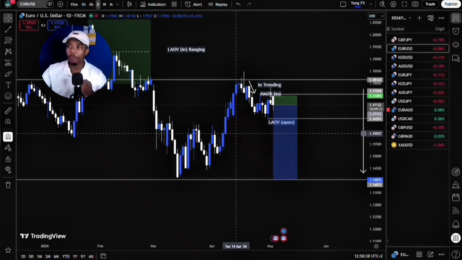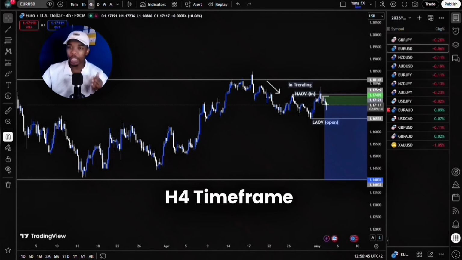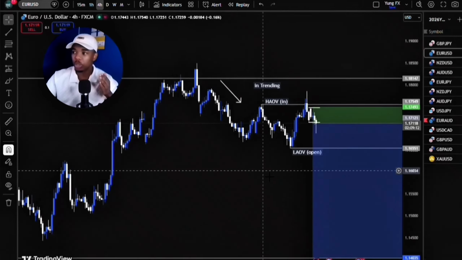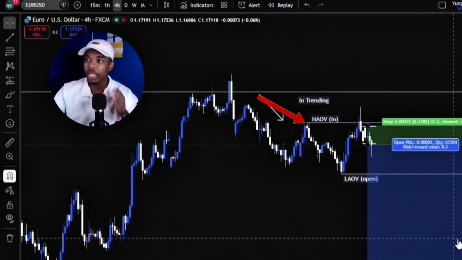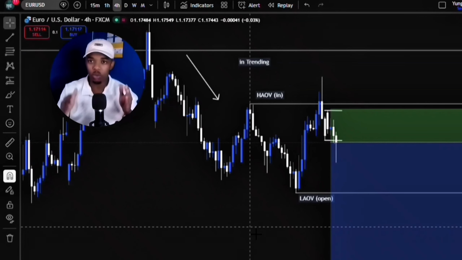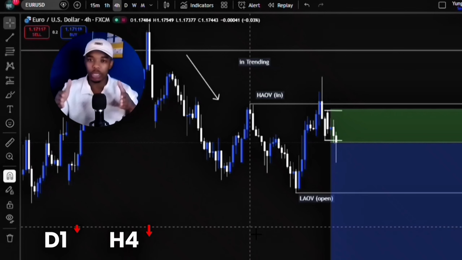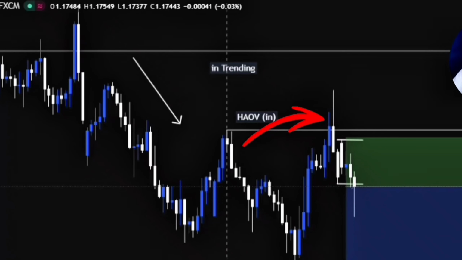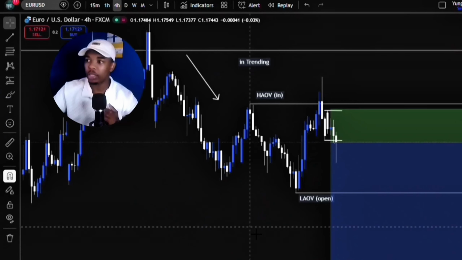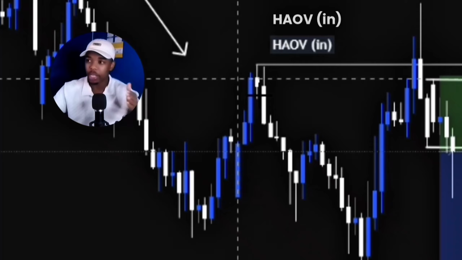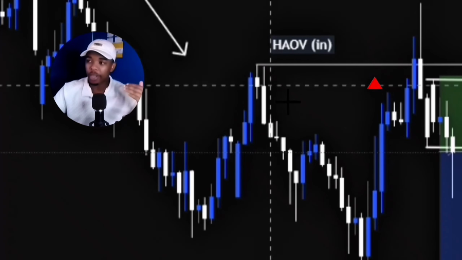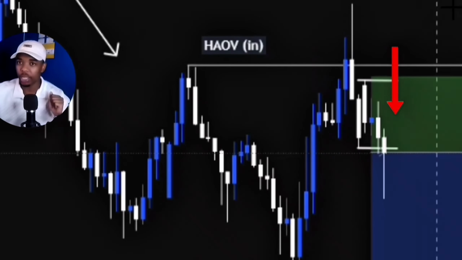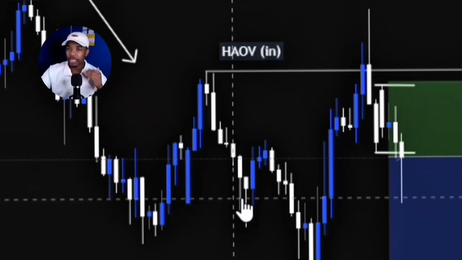Now, when I go to my 4 hour time frame, I'm seeing a short-term trend, which is to the downside. Taking that into consideration, price was going down on the daily time frame. Now, I can clearly see price has found a new liquidity area to take out again. So when price went to this AJOV level, which is your high areas of value, price broke above and came back inside, confirming your AJOV. Now, with that being said, I then start to look for my entries.